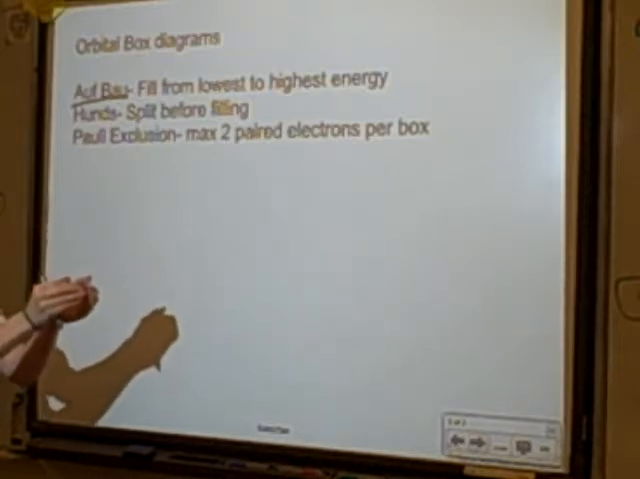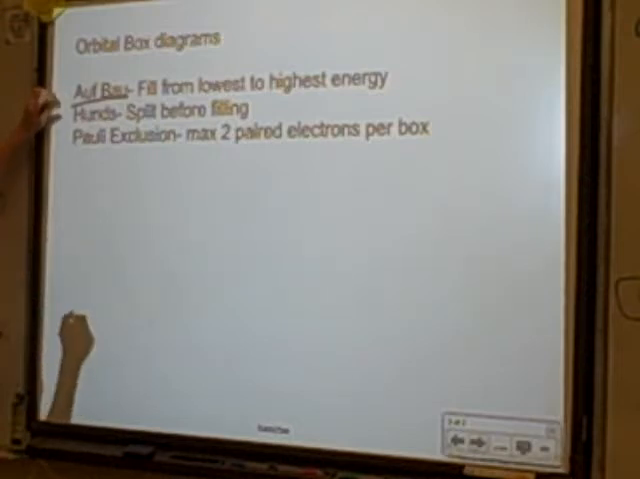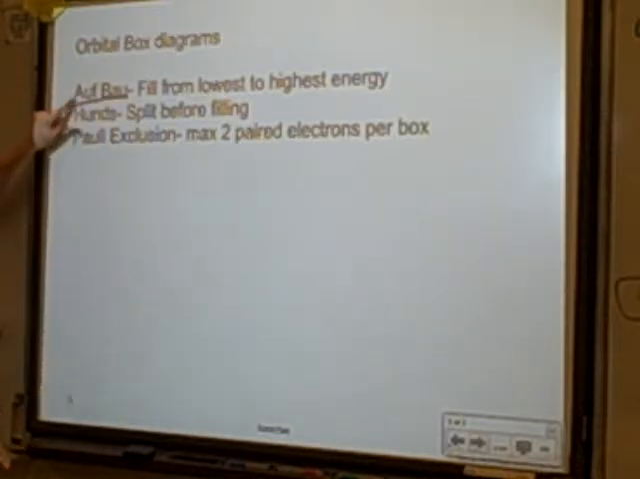So we fill from the first shell. Once the first shell is full, then we fill the second and third. So to remember which rule is each rule, we would say abajo for bottom. So Aufbau is telling you to start abajo if you want. Okay, then we have Hund's rule.